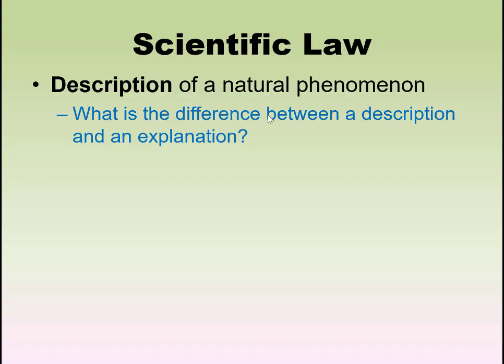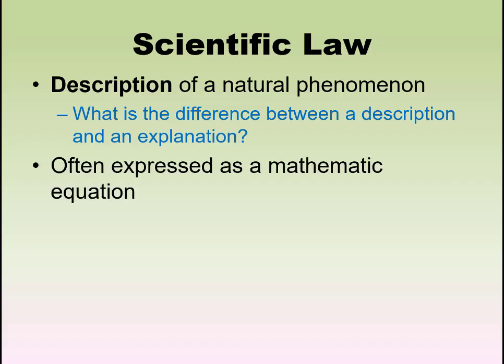A description is going to say what a thing is, whereas an explanation tells us why it is. So these are two separate things. This is saying how it behaves. This is saying why it is that way. Scientific laws are descriptions saying what a thing is.